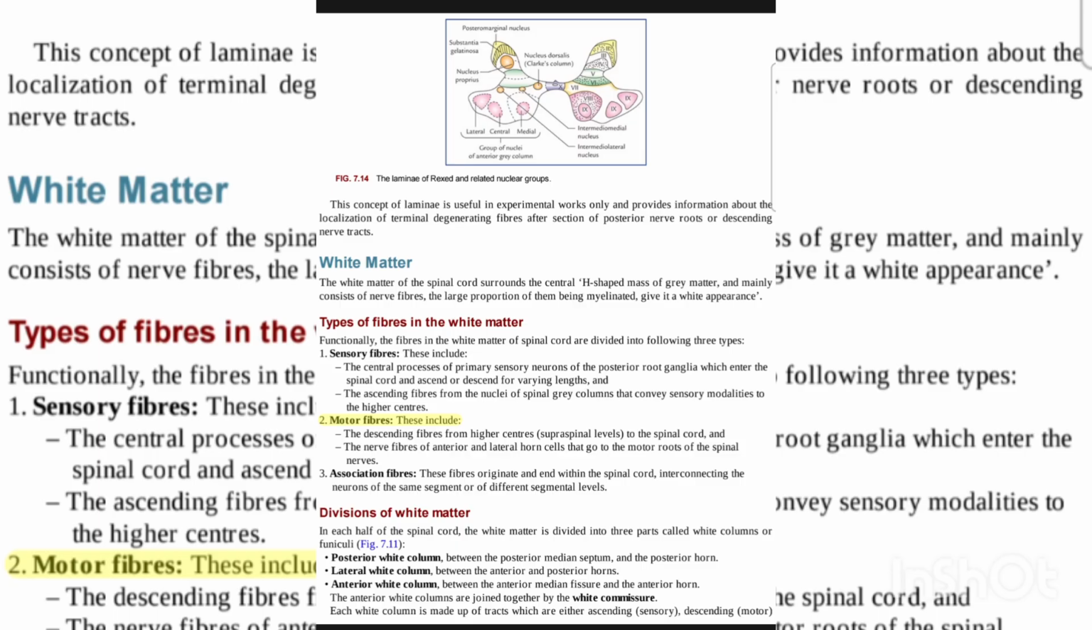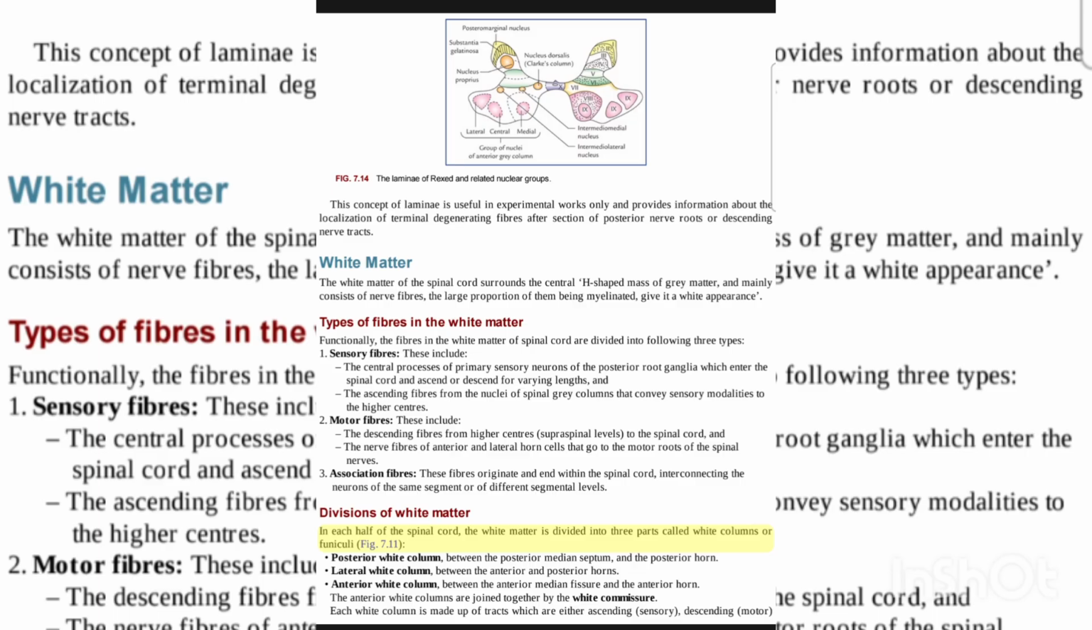2. Motor fibers. These include the descending fibers from higher centers, supraspinal levels, to the spinal cord, and the nerve fibers of anterior and lateral horn cells that go to the motor roots of the spinal nerves. 3. Association fibers. These fibers originate and end within the spinal cord, interconnecting the neurons of the same segment or of different segmental levels. Divisions of white matter.